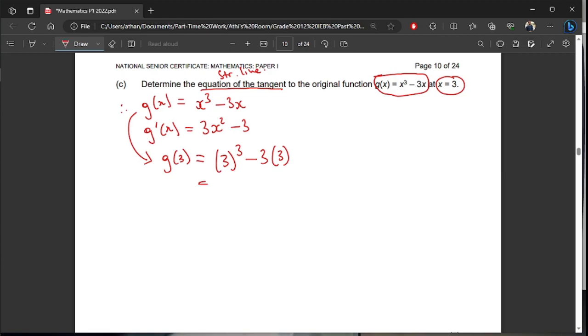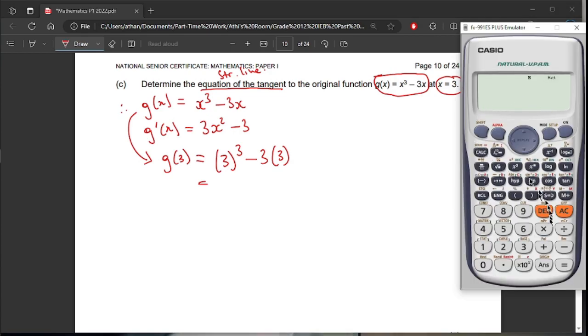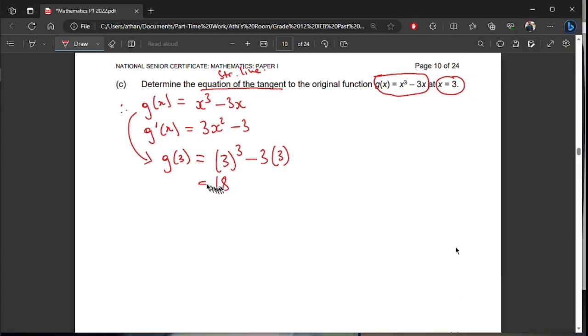Okay, let's see what this gives us. So this is 3 to the power of 3 minus 3 times 3. This gives me 18. So I have the coordinates that I'm going to use. That means at that specific point, I have a coordinate of (3; 18) that I'm going to use.